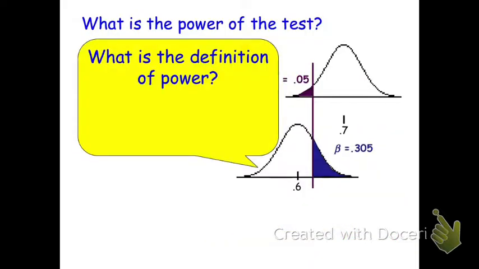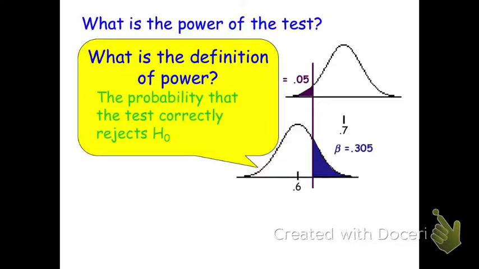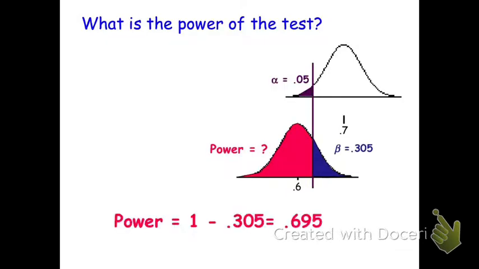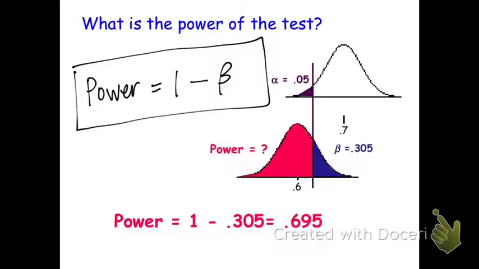Okay, the definition of power is the probability that I correctly reject. So if the blue shaded area is making a type 2 error, then the complement of that would be power. Like I make a correct decision. So power and beta are complements, but alpha and beta are not. So power equals 1 minus beta. Power is the complement of beta.